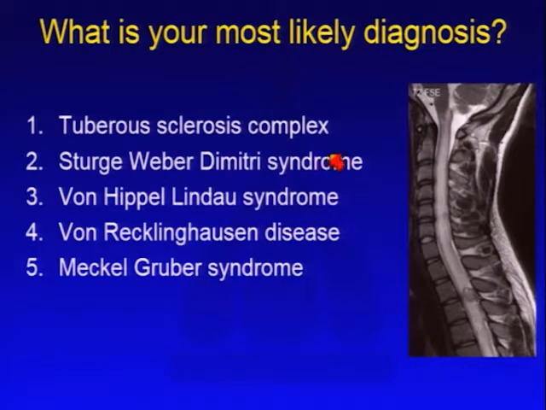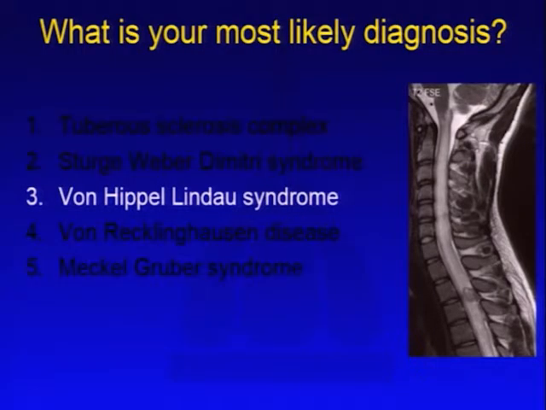Tuberous sclerosis, I'm not going to show it 2 times. Sturge-Weber-Dimitri syndrome, no. Von Hippel-Lindau, wait a second. Von Hippel-Lindau, don't they have cystadenomas of the epididymis and pancreatic cysts? And they can have which kind of tumors? So most likely it's von Hippel-Lindau syndrome.